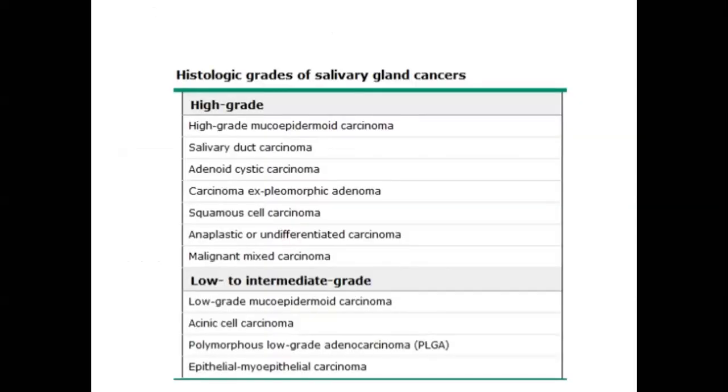Histological grades of salivary cancers. High grade: mucoepidermoid carcinoma, salivary duct carcinoma, high grade transformation of adenoid cystic carcinoma, carcinoma ex pleomorphic adenoma, squamous cell carcinoma, anaplastic undifferentiated carcinoma, and malignant mixed carcinoma. Low or intermediate grade: low grade mucoepidermoid carcinoma, acinic cell carcinoma, pleomorphic adenoma, and epithelial myoepithelial carcinoma.